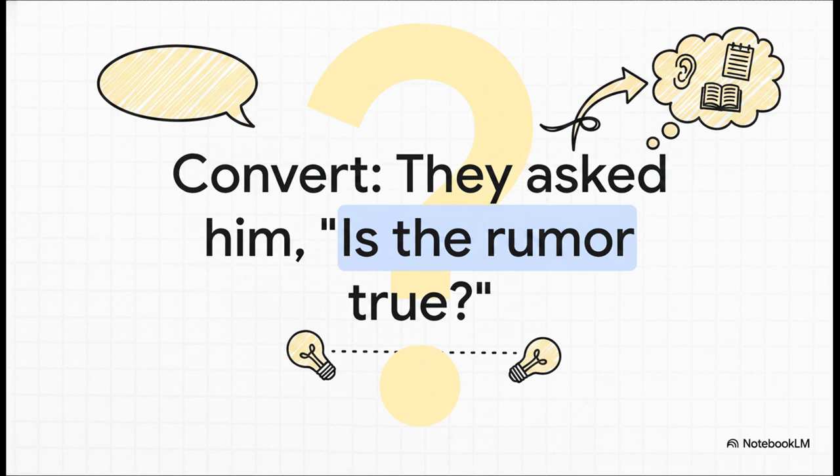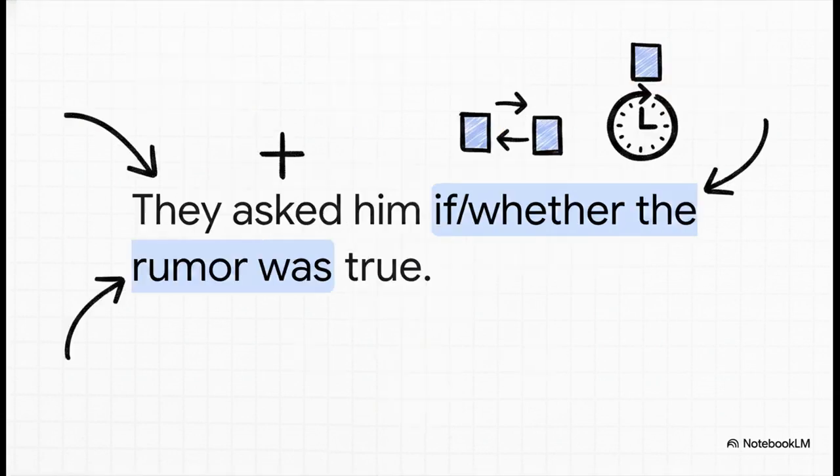Okay, now for the final challenge. Let's convert a full question. The original is, "Is the rumor true?" How would you report what they asked him? Try to remember all the rules we just went over for questions. And here it is. They asked him if the rumor was true. We added if, we changed the word order from is the rumor to the rumor was, and we backshifted is to was. Fantastic work.